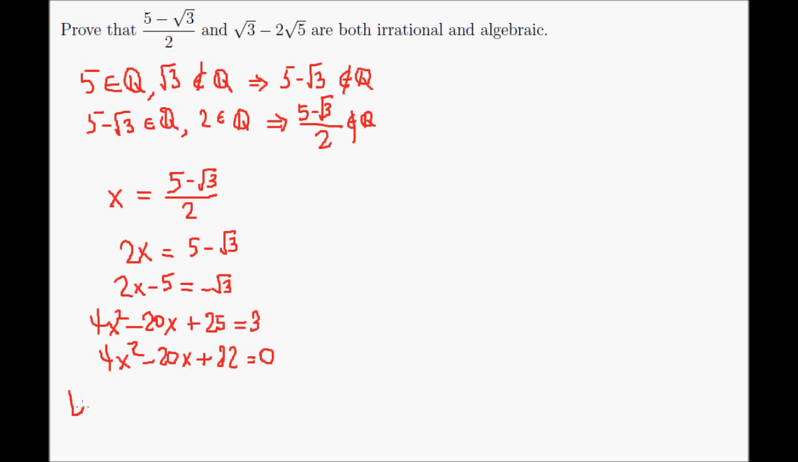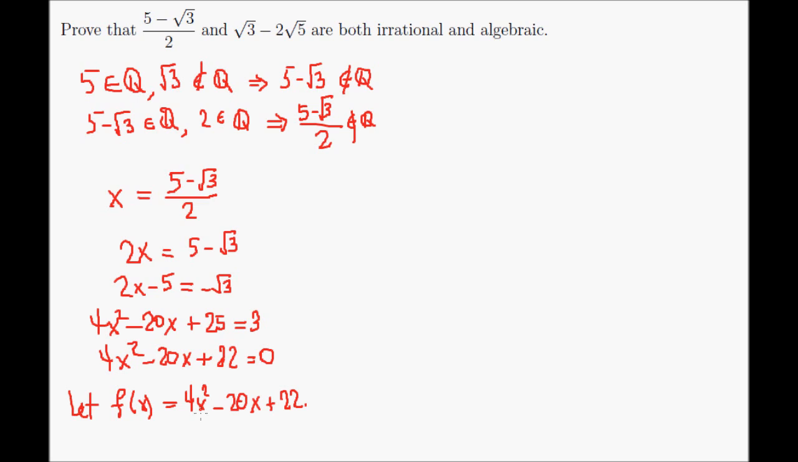So let f of x be equal to the thing that we just got, 4x squared minus 20x plus 22. Then if I plug in 5 minus square root of 3 over 2, I will get 0. I could have divided by 2, make it 2x squared minus 10x plus 11.